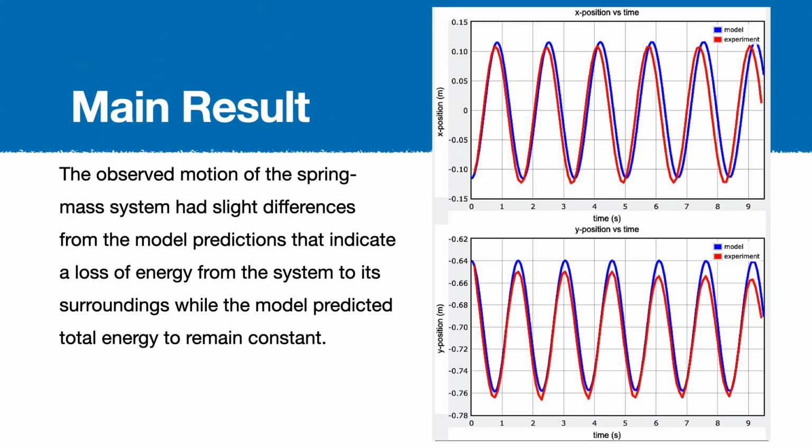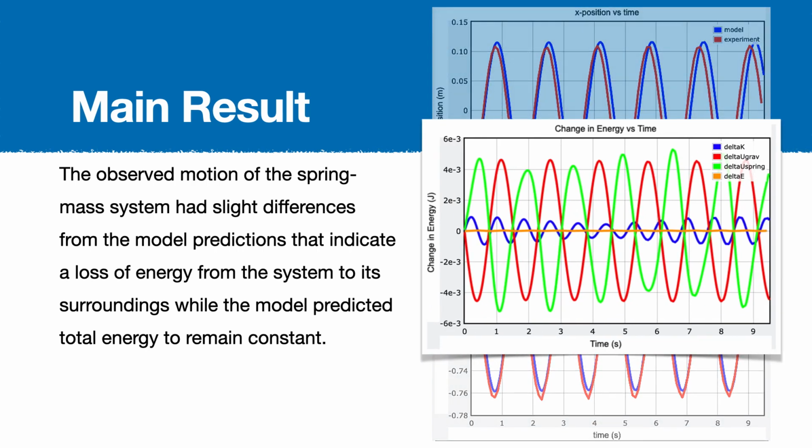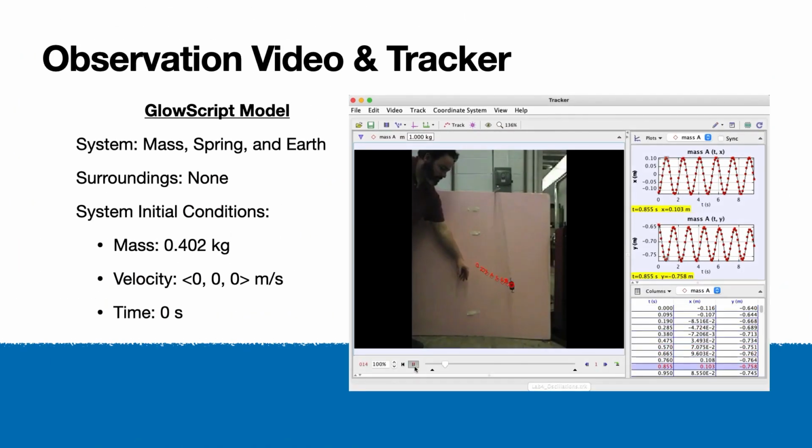The main result of this lab is that the observed motion of the spring mass system had slight differences from the model predictions that indicate a loss of energy from the system to its surroundings, while the model predicted total energy to remain constant. Shown here is the observation video being analyzed with Tracker.